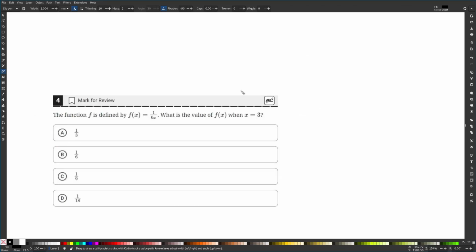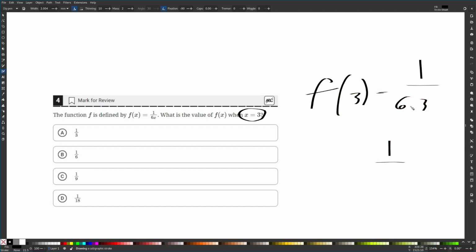A function f is defined by f of x is equal to 1 over 6x. What is the value of f of x when x equals 3? Okay, so it's telling us that x is equal to 3. So let's see what happens when we plug it in. So f of 3 is equal to 1 divided by 6 times 3. We get 1 divided by 18, which is our final answer. Next one.